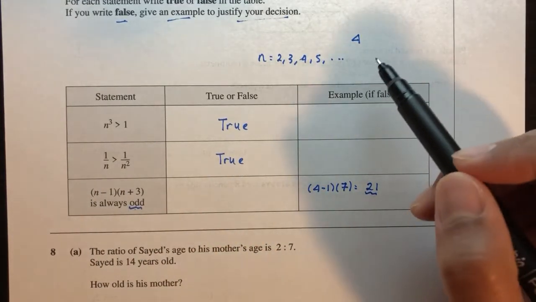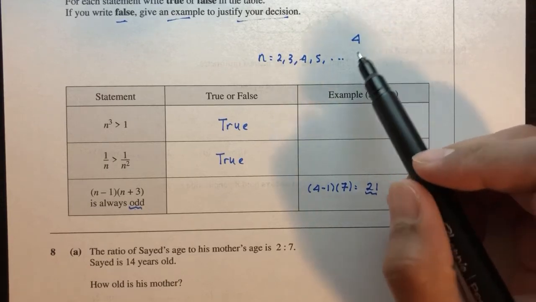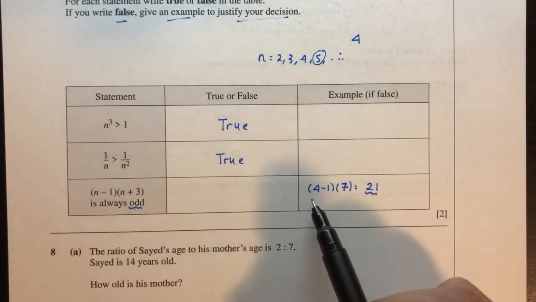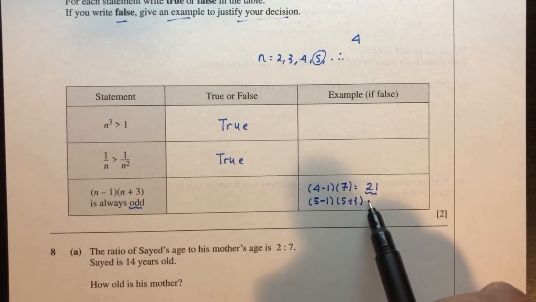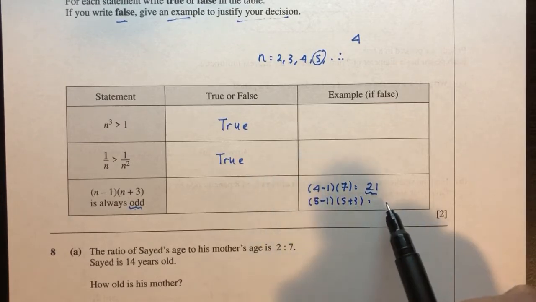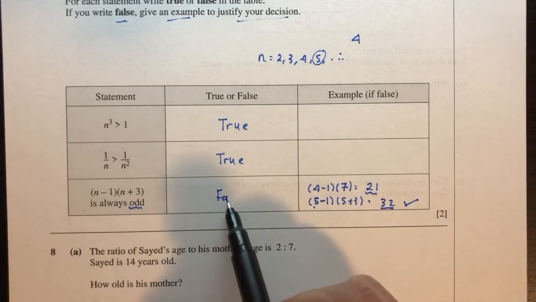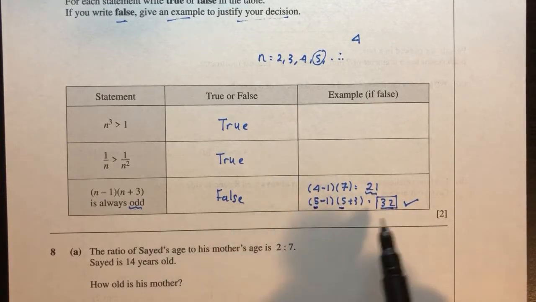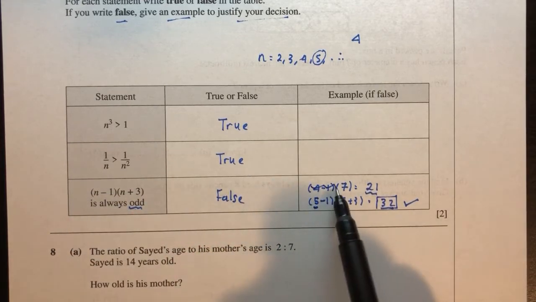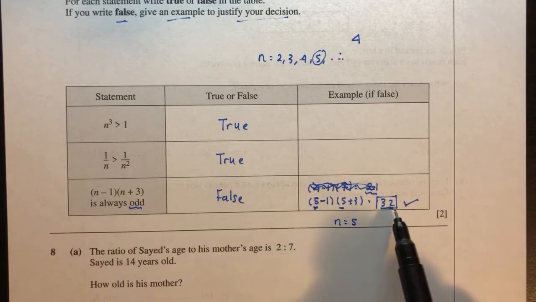Tricky. Let's try a different one. Let's try this one. Take 5. So 5 minus 1 and 5 plus 3, it is 4 times 8, which will be 32. So 32 is not odd, so this will be your answer. You take n equal to 5. So this is false. You prove that it is not always odd. So this you can take out, it was just testing. But you can see for the value of n equal to 5, you get 32, which is not odd.